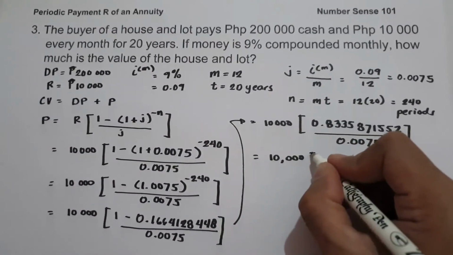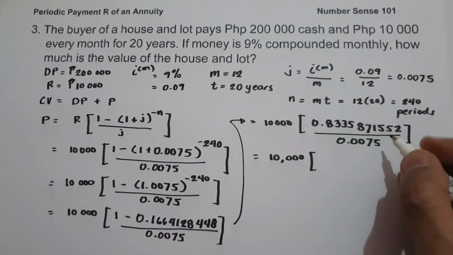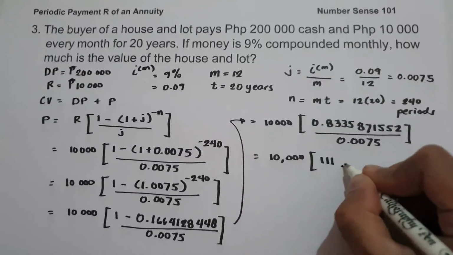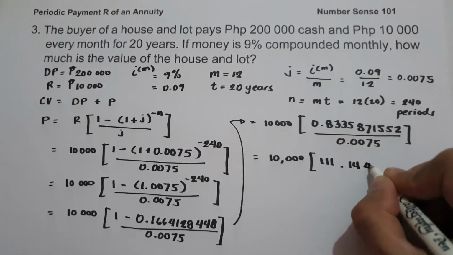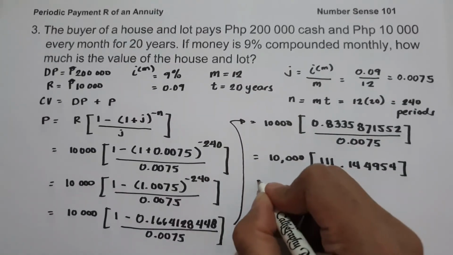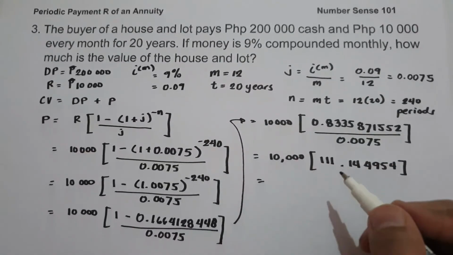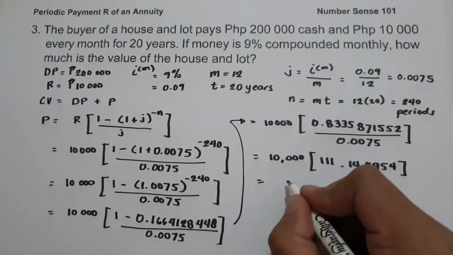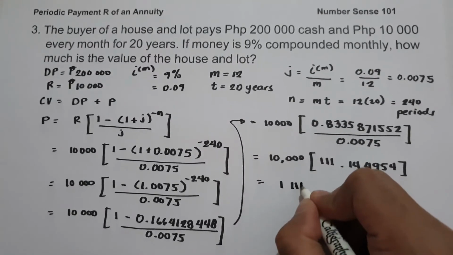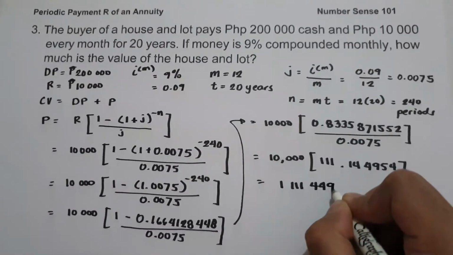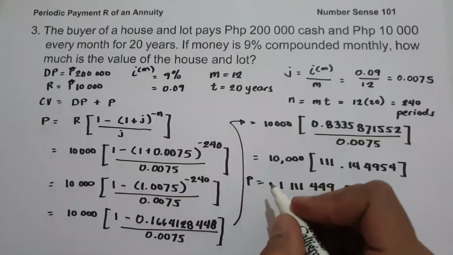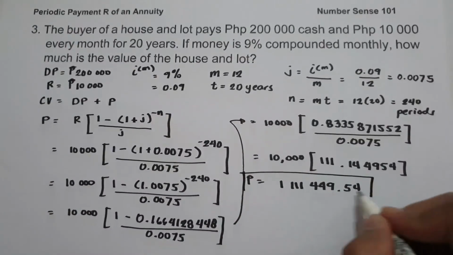And let us have 10,000. If we are going to divide this one, it will give us 111.144954. And to find the present value, let us multiply this one. It will give us 1,111,449.54. So this will be the value of the present value.